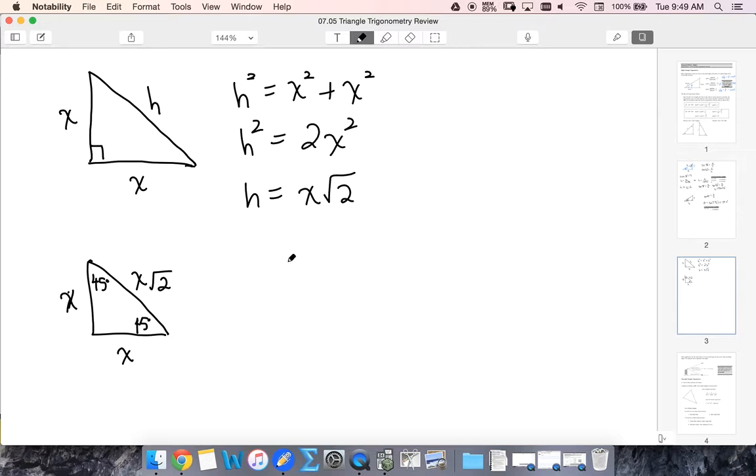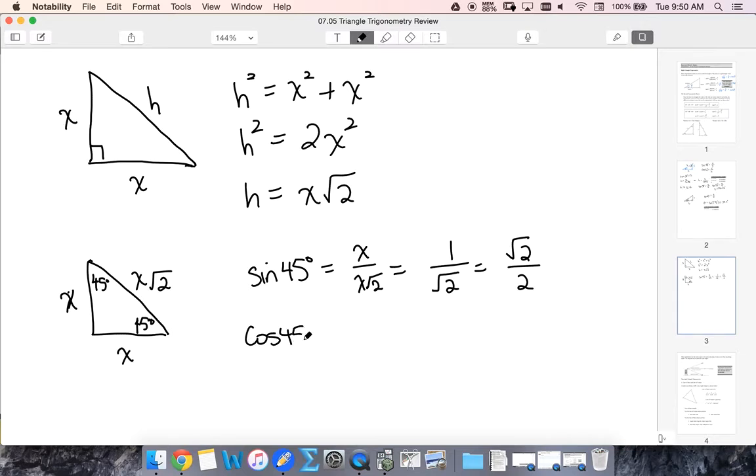Okay, so that means it doesn't matter which 45-degree angle I pick, sine of 45 is going to be opposite over hypotenuse. And of course the x's cancel. It doesn't matter what that length is because it's going to be the same value for every x. So that's 1 over root 2, which of course I can rationalize the denominator as root 2 over 2.